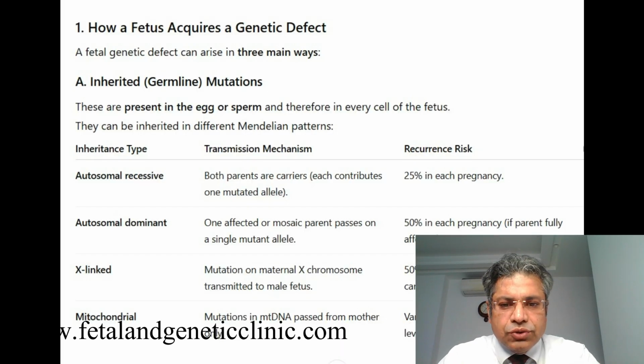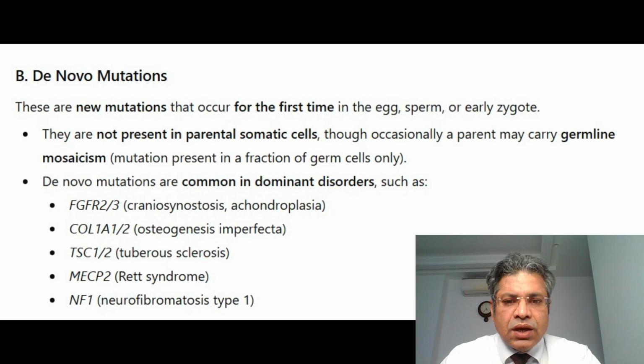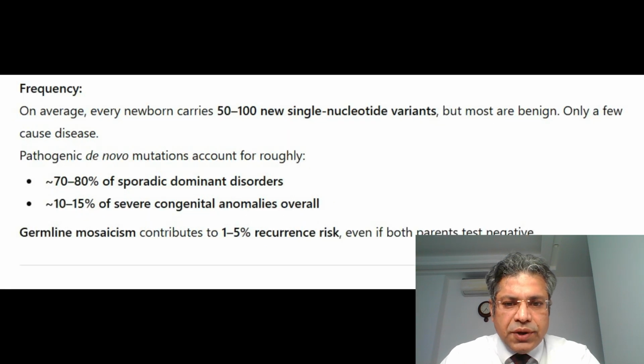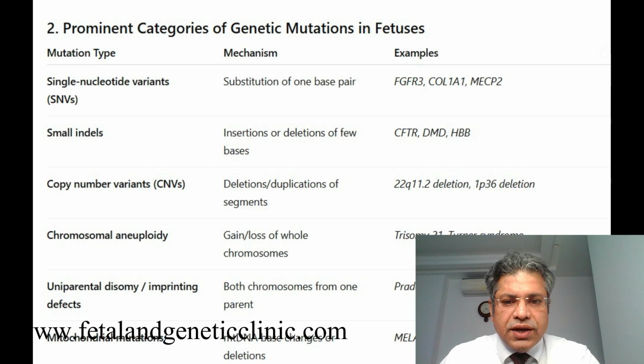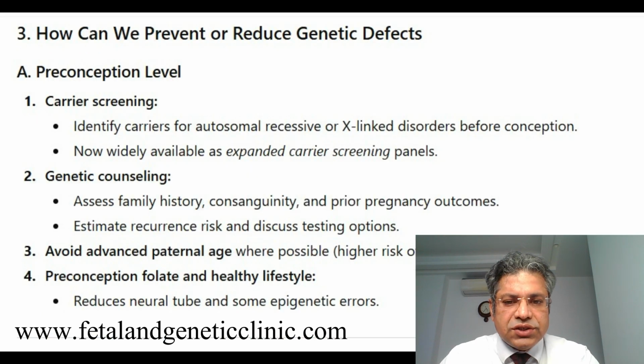Look closely: diseases can be classified as autosomal recessive, dominant, X-linked, and mitochondrial. In autosomal recessive, both the parents need to be carriers. Then de novo mutations: after the zygote is formed, we can have mutations which are not through the parents. Of these, 70 to 80% are usually autosomal dominant. Then we can have structural deletions, duplications, and inversions, which can also be inherited or de novo. And then we can have single nucleotide changes, deletions that happen with DMD, and copy number variations.